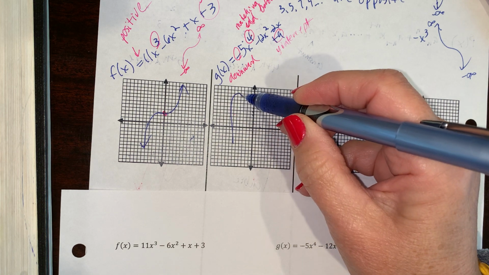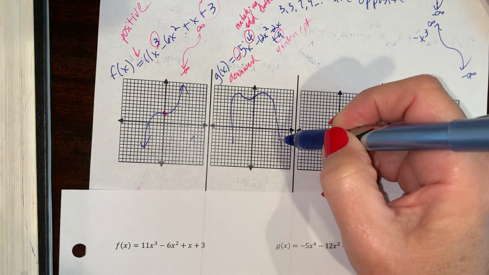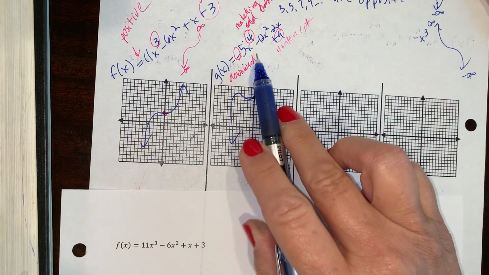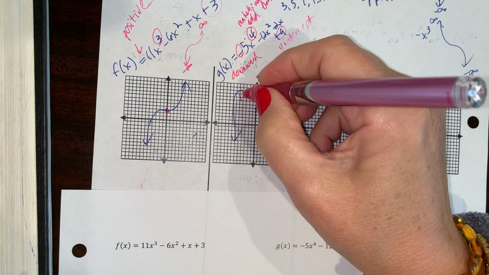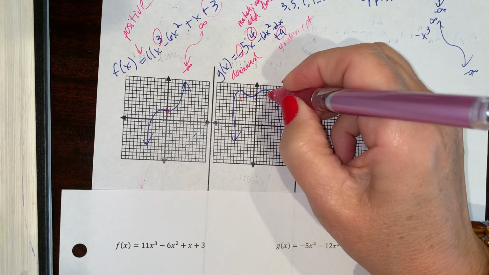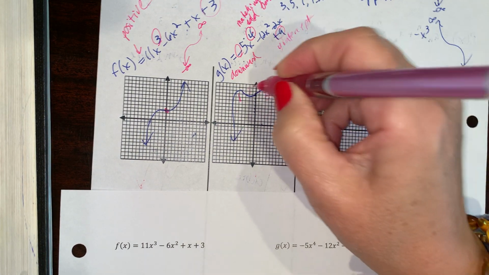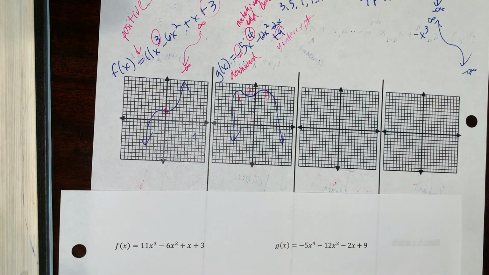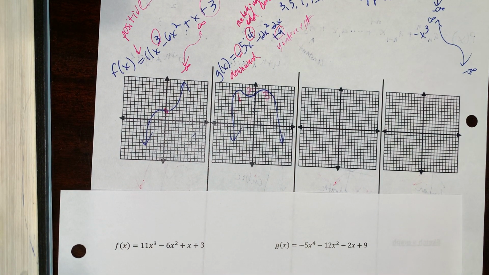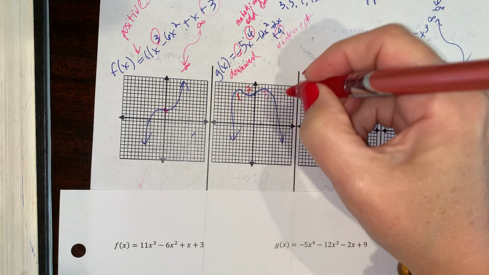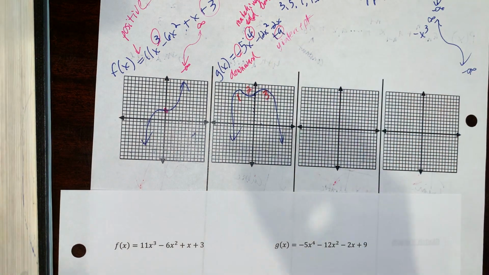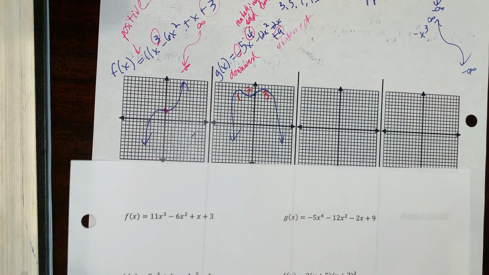Something like that. So the fourth degree also tells me that this could have 1, 2, 3 bends in the graph. Sorry, 1, 2, 3 bends. All right, let's look at the next thing.